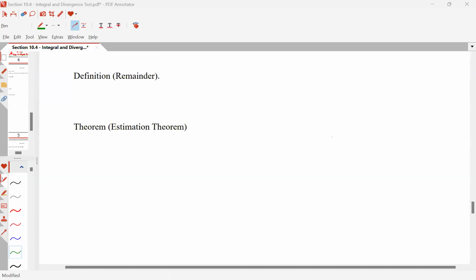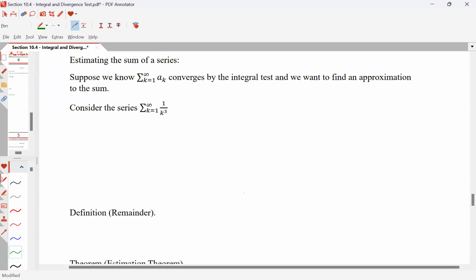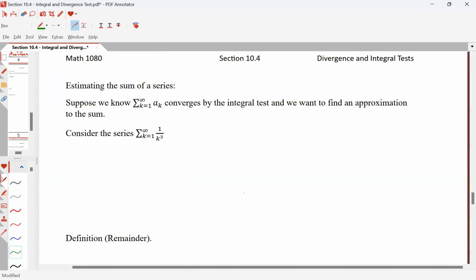Hello, in this video, we want to look at the idea of estimating the sum of a series. So suppose that we know we have a series that converges by the integral test. So this idea is going to work for integral test series. It doesn't work for others. But if we have a series that converges by the integral test and we want to find approximately what the sum is.